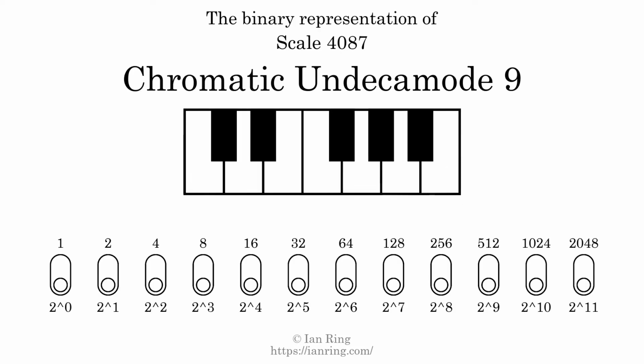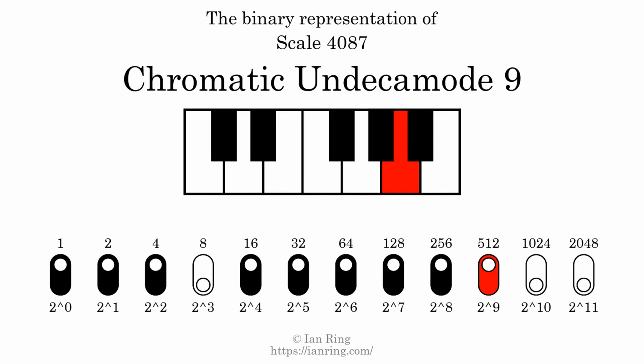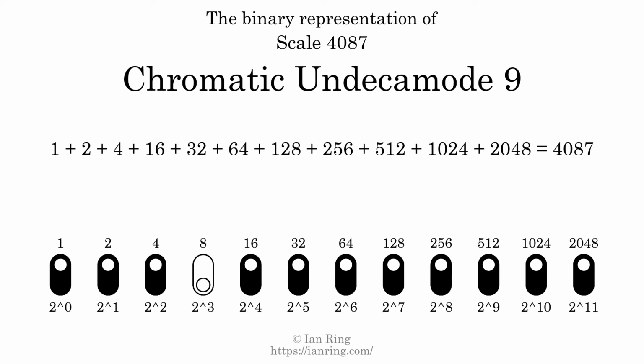The binary representation of this scale is determined by mapping tones of the scale to binary digits. Each binary digit represents a power of 2. To get the scale number, we add the powers of 2 together. The powers of 2 that are present in the scale, all added together, equals 4087. That is why the scale number, in decimal, is 4087.